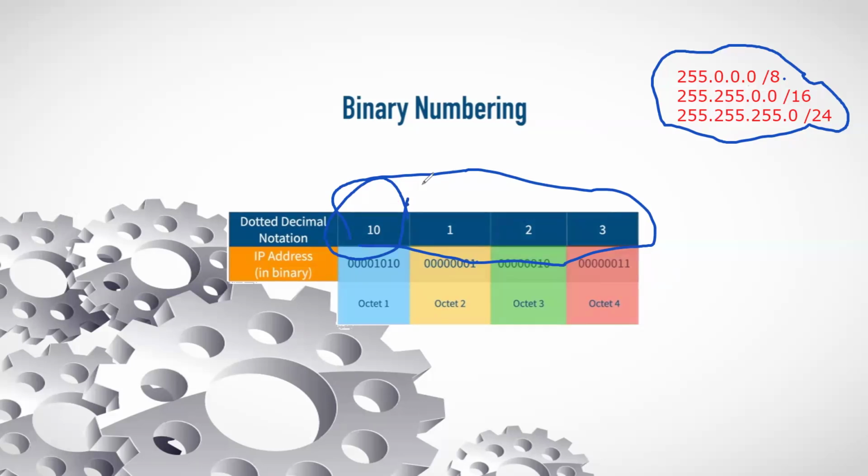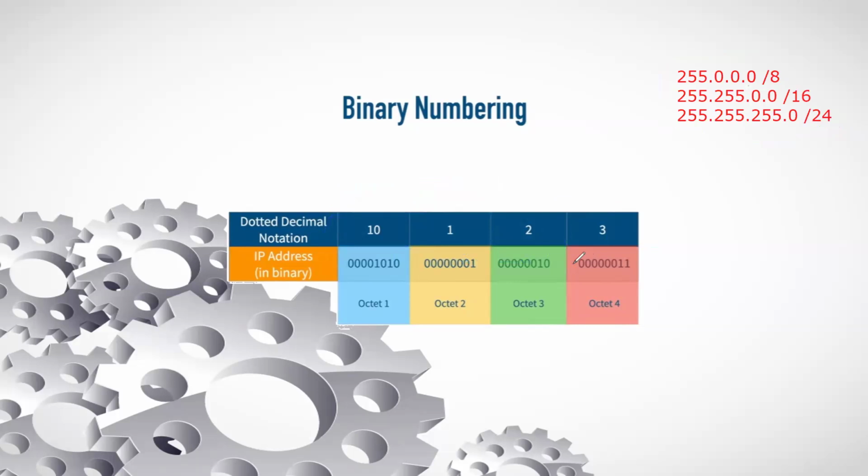Now we add one more octet of 8 bits, that becomes /16, and 10.1 becomes your network. Now what will happen if you add one more octet into your IPv4? That octet is now in your network segment. So 10.1.2 is the network, and the last octet becomes your host. That's how we have segmented it.